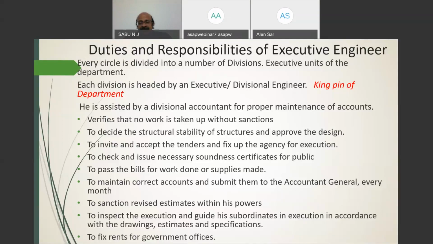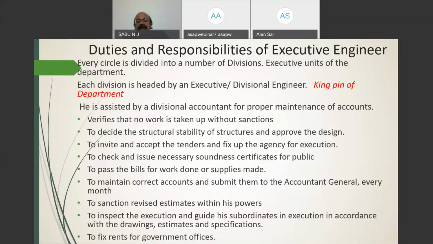That is regarding the structural stability and the completion of the work accordingly. Otherwise, the project cannot be used for that particular purpose. So the purpose must be served by the completion of the project. He has to check it, and he has the power to issue the necessary soundness certificates for the public, and to pass the bills for the work done or supplies made.